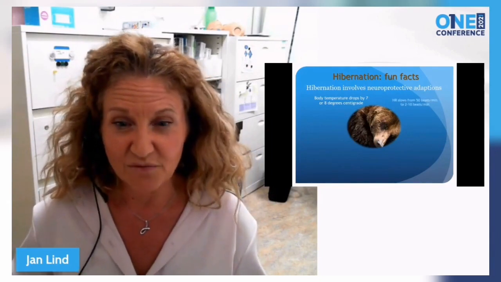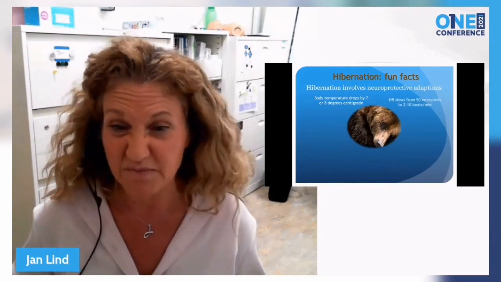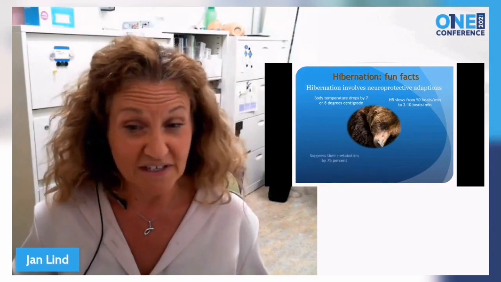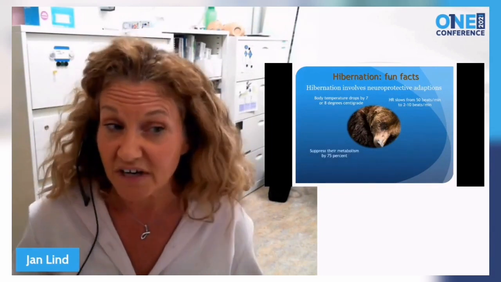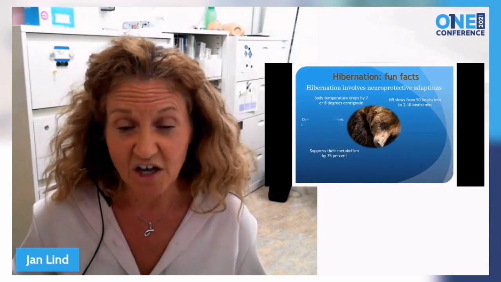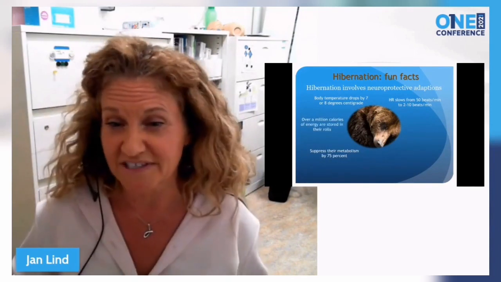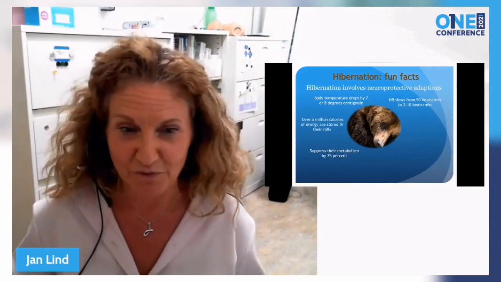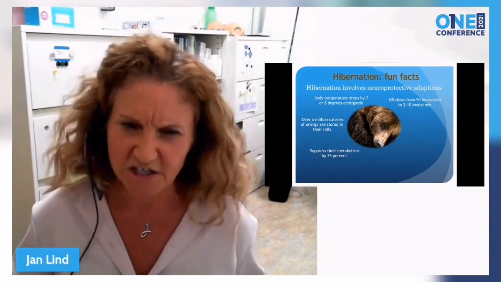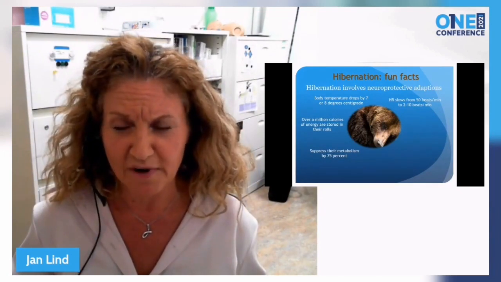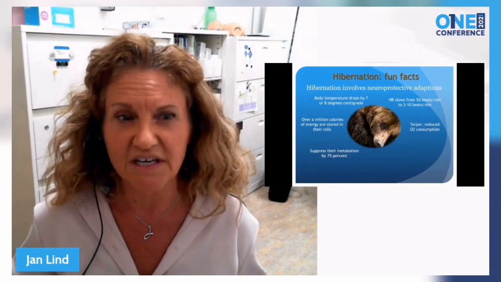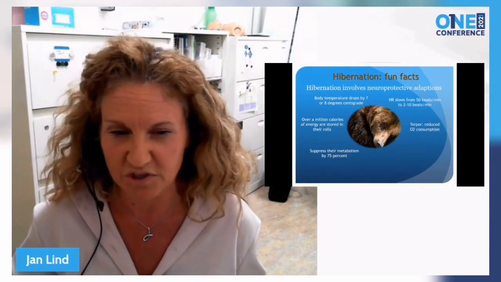Their heart rate slows down from about 50 to about 2 to 10 beats a minute. They have the ability to suppress their metabolism by 75%. And in a large bear, they've got over 1 million calories of energy that can be stored in their generous fat rolls. So bears are actually in an awake state, but in a reduced metabolic state called a torpor that significantly reduces their oxygen consumption.